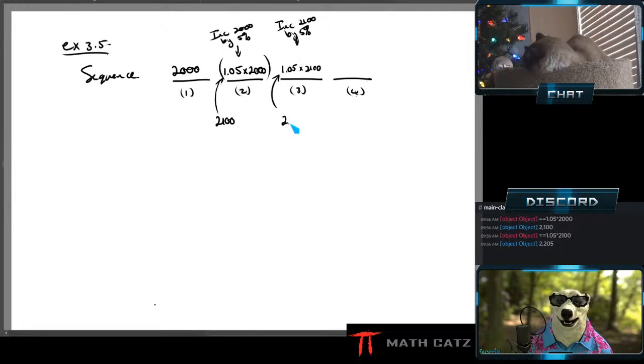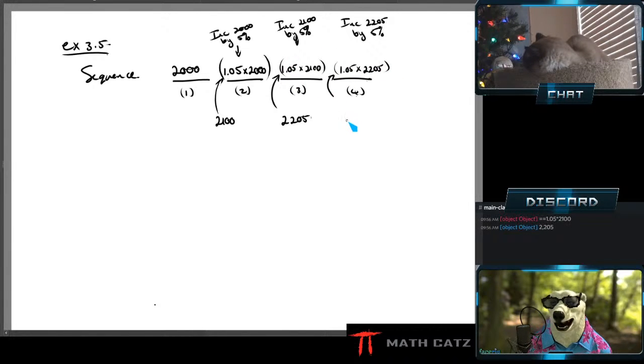And I get 2205. Let's do one more. Then I'm increasing the 2205 by 5%. That's compound interest, right? Interest on top of interest. The calculation would be 1.05 times 2205.